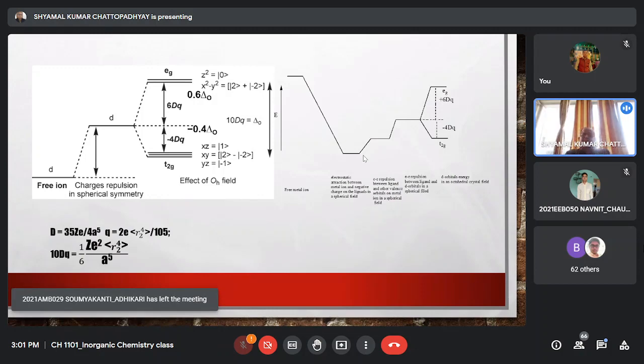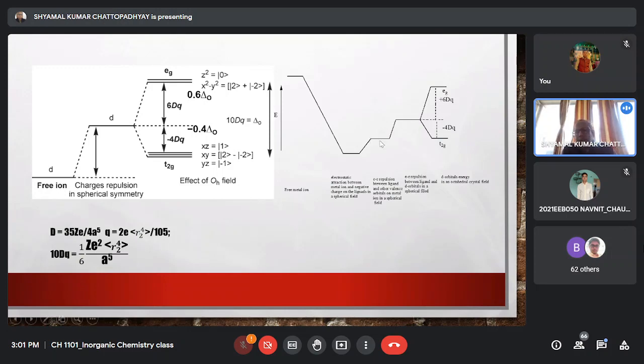But when the metal-ligand distance comes to the bonding distance, when the electrons of the metal ion and electrons of the ligand start interacting with each other, we find there will be an increase of energy of the system because of the repulsion between the electrons of the metal ion and electrons on the ligand.